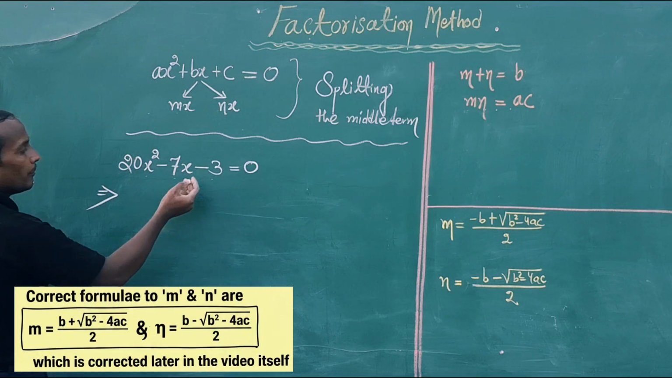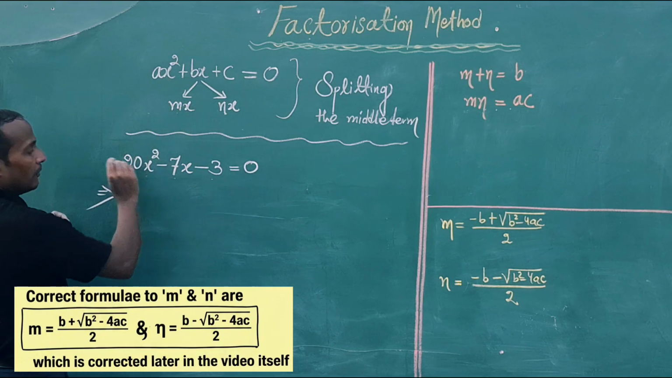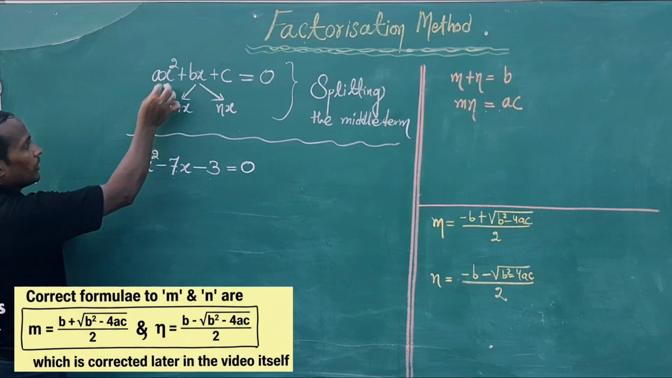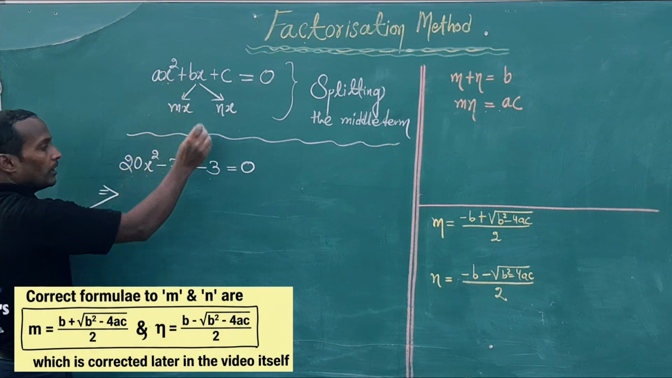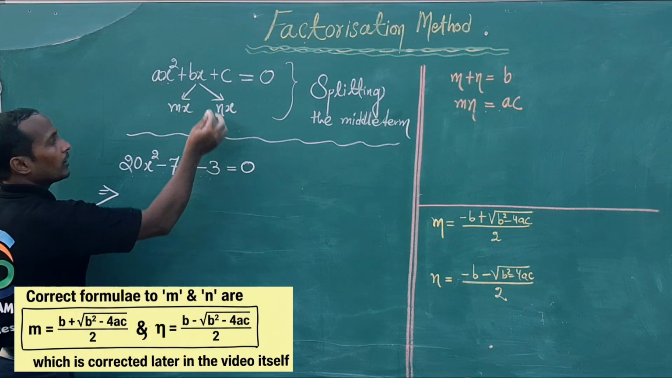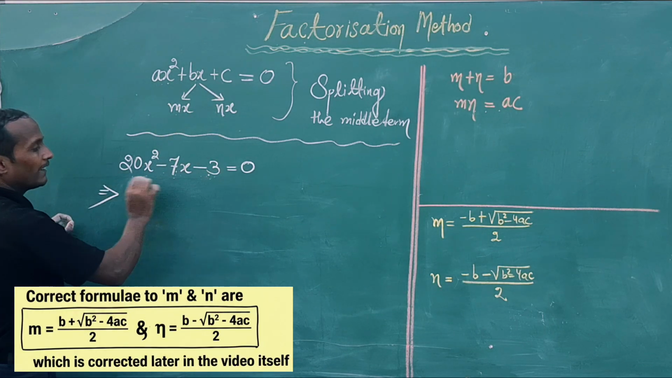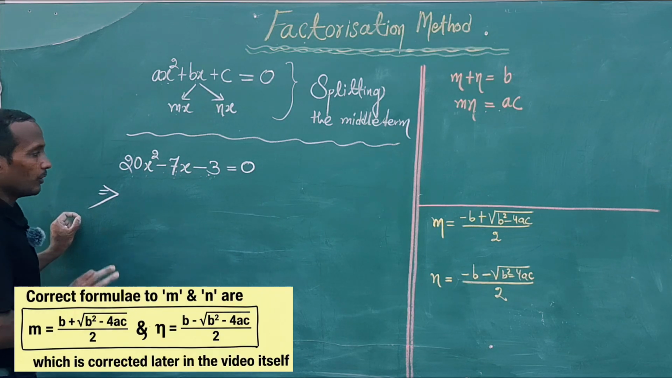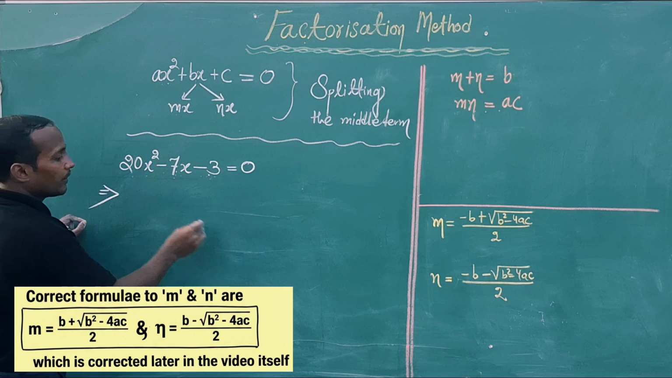Sometimes a question may not be in the right order as in the standard form. You have 20x square which is ax square. We have the second term, minus 7x, which is bx, the second term of the standard form, and we have minus 3 which is the third term of our standard form. So this is exactly in standard form, and you can work it out now. But sometimes you may be given the quadratic polynomial in a different order.